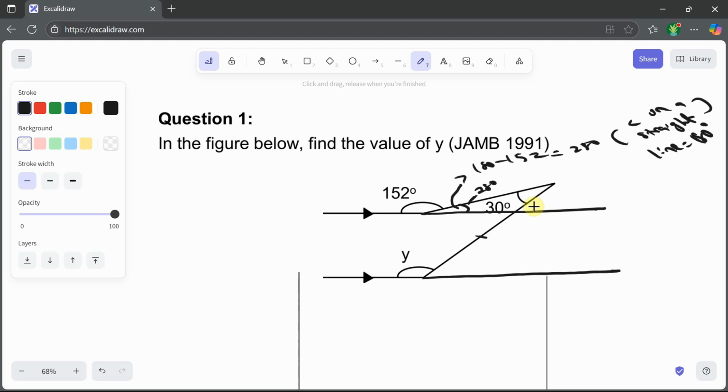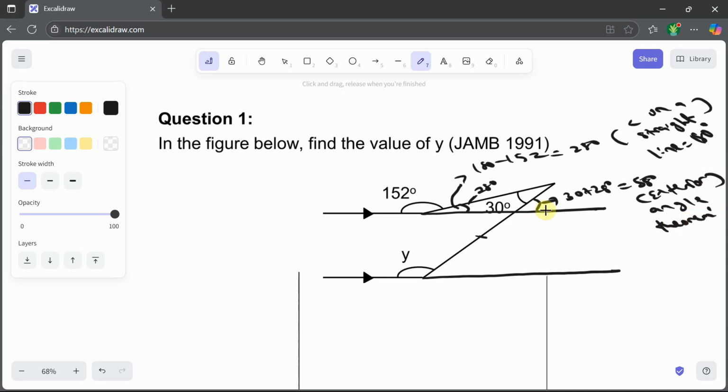There's no one way to solve these questions. That's one thing you need to know. But I'm trying to solve it in a way that will combine many of the laws that we have done. From the exterior angle theorem, we know that the angle here will be equal to the sum of the two opposite interior angles. This is the top and bottom opposite this angle. So this angle here would be 30 plus 28 degrees, which is equal to 58 degrees. Why? From the exterior angle theorem. That's the reason why.